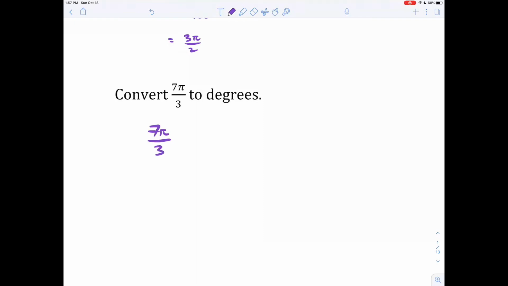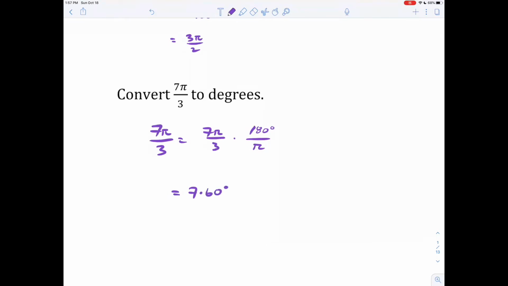7 pi over 3 is 7 pi over 3 times 180 over pi. The pi's cancel. So really I just have 7 times 60 degrees because of that. What do you feel? This is 420 degrees.